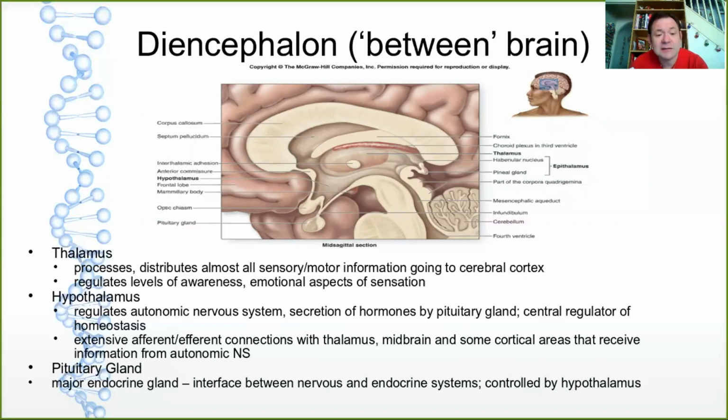There are extensive connections between the hypothalamus and the thalamus, midbrain, and some of the cortical areas of the nervous system. The pituitary gland, and if you are watching the image, you can see the pituitary gland just here, hanging underneath the hypothalamus. The pituitary gland is about the size of a bean and produces 9 hormones that control all aspects of our bodily systems, let's just say.